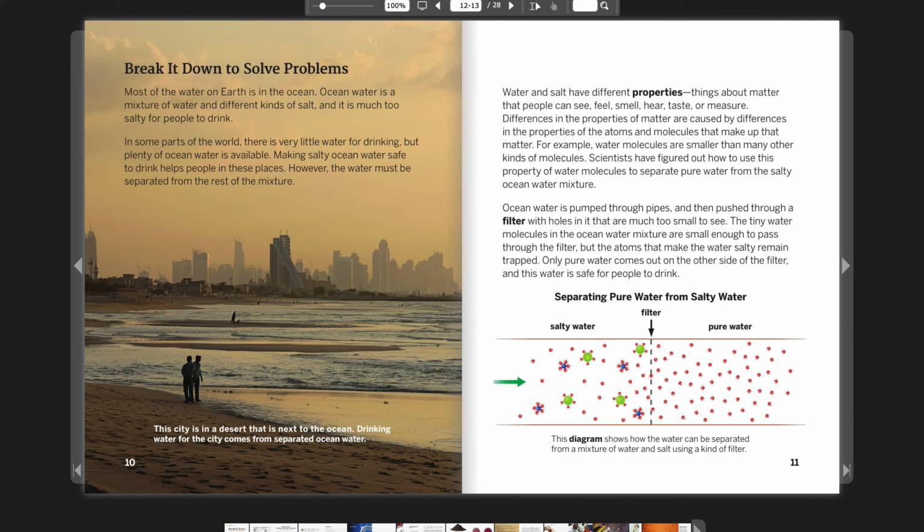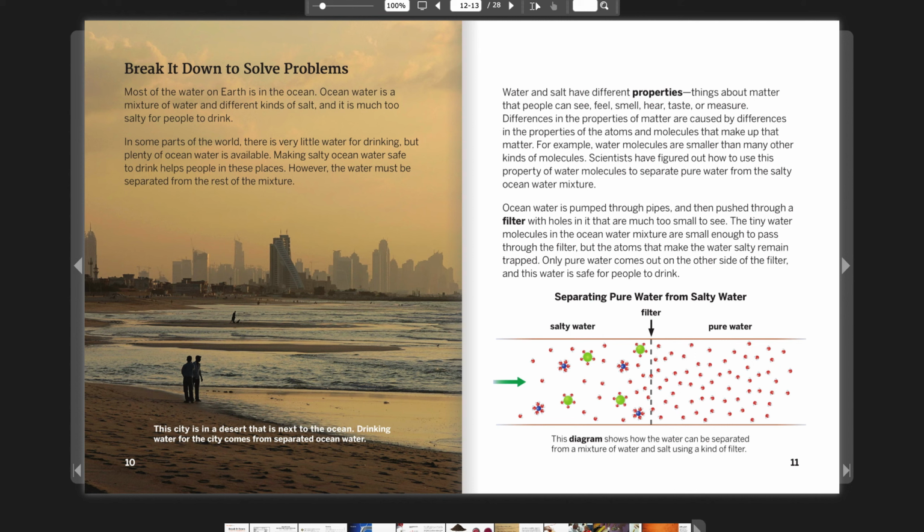Break it down to solve problems. Most of the water on Earth is in the ocean. Ocean water is a mixture of water and different kinds of salt, and it is much too salty for people to drink. In some parts of the world, there is very little water for drinking, but plenty of ocean water is available. Making salty ocean water safe to drink helps people in these places. However, the water must be separated from the rest of the mixture.